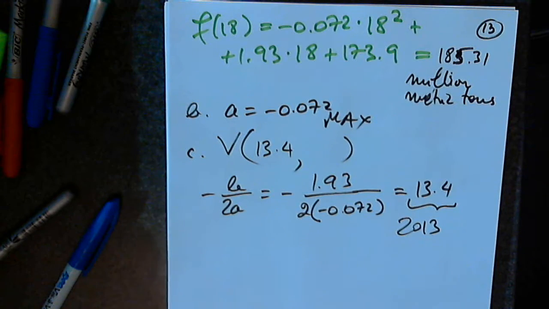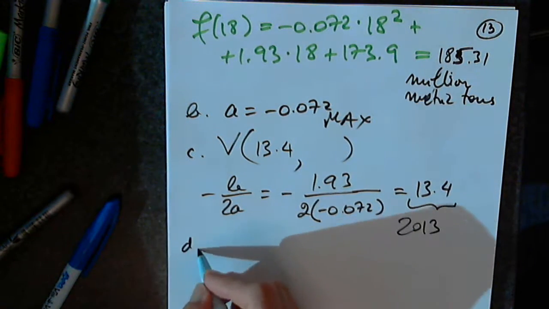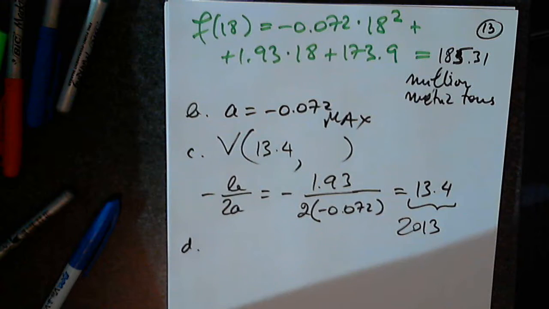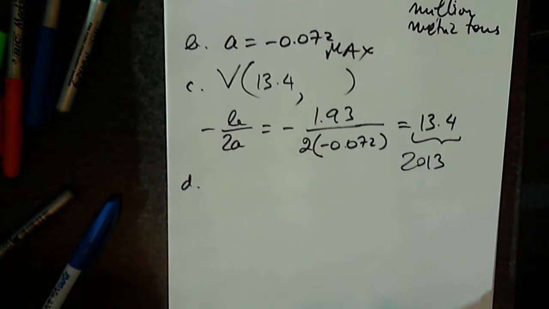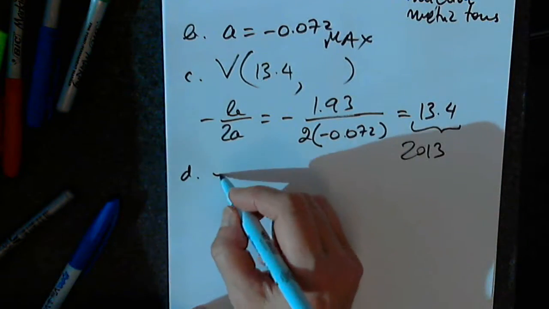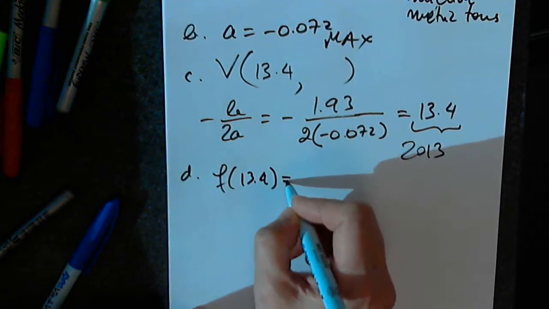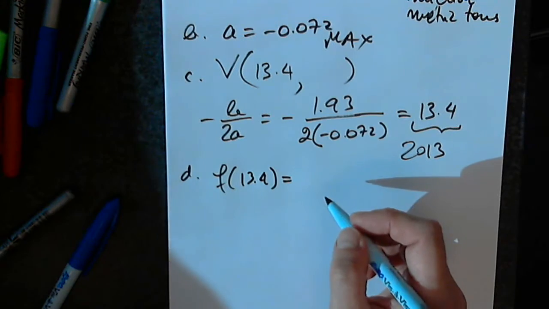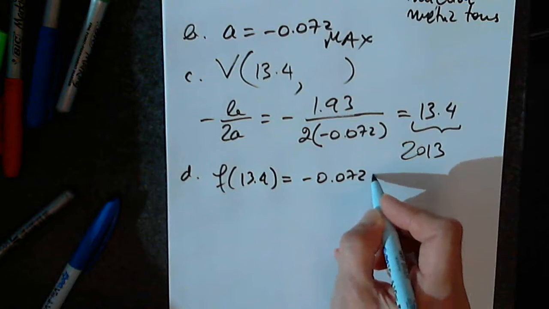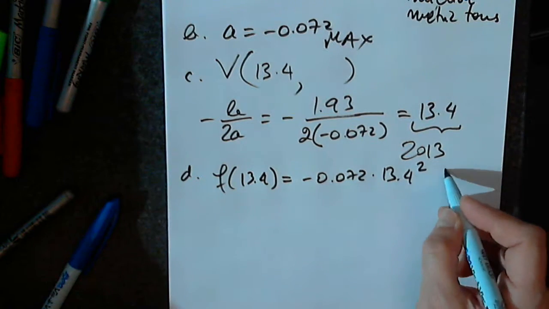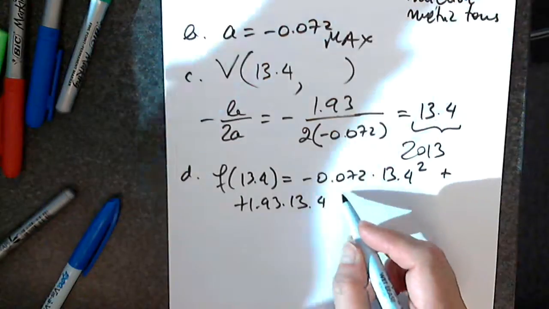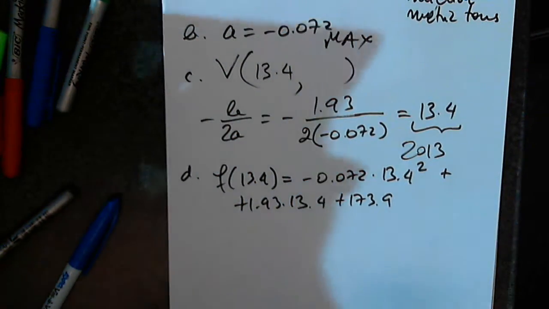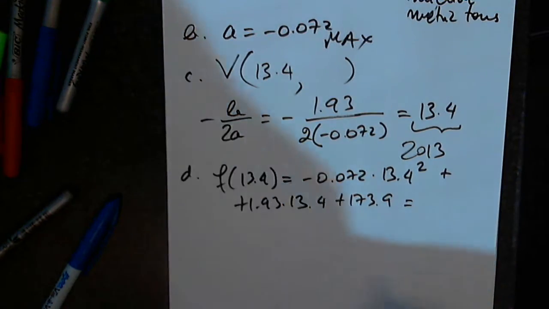Good. Part D. What is the level of the emissions for that year? How do I determine the level of the emissions at that point? Very good. So I have to find f of 13.4, which is negative 0.072 times 13.4 squared plus 1.93 times 13.4 plus 173.9. And please give me the answer.